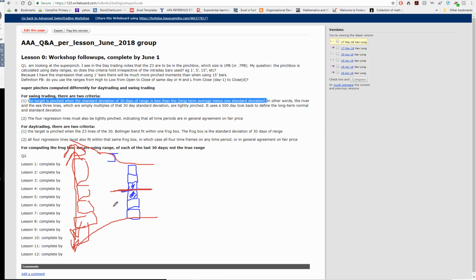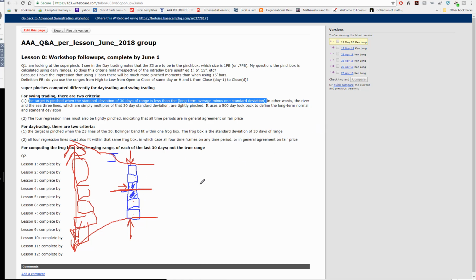So what we're saying is that for the river to be pinched, or for a pinch to occur, that means each one of these standard deviation boxes has to be small. And because they're identical, all we really care about is how tightly compressed, on a percentage of price, that standard deviation is. All right.